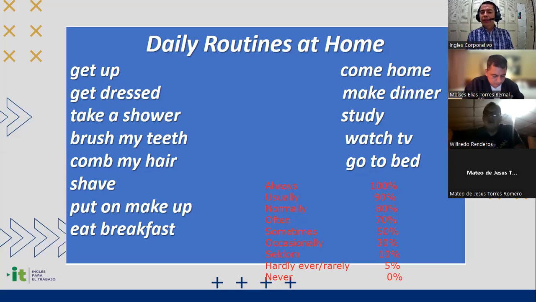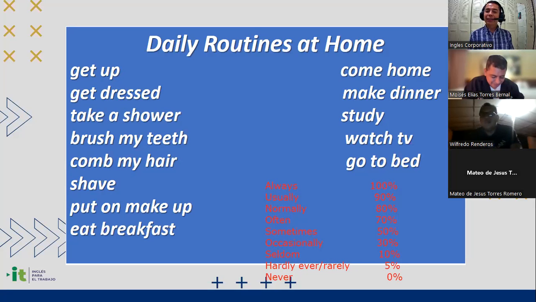Make dinner, or cook dinner. I occasionally cook dinner. I occasionally make dinner. What time? Six p.m. Because dinner is not at 6 in the morning. 6 p.m., right? Okay, good. Study.